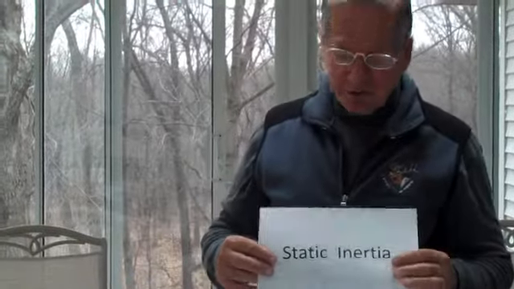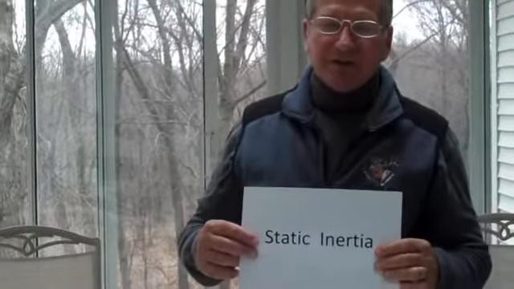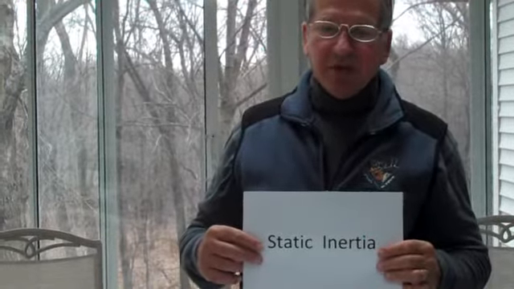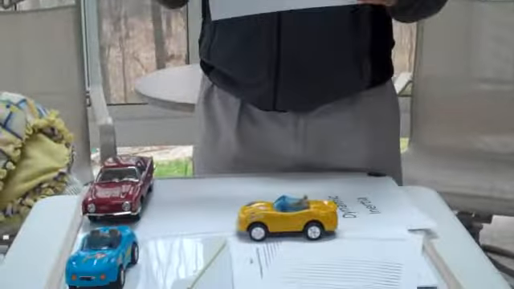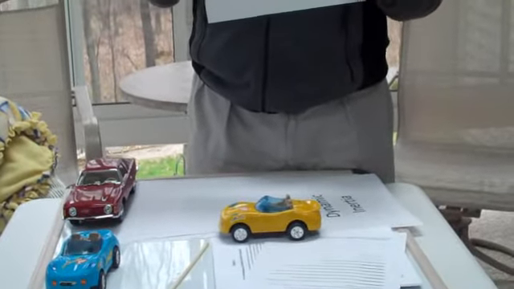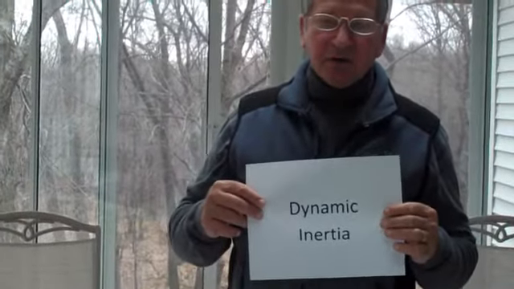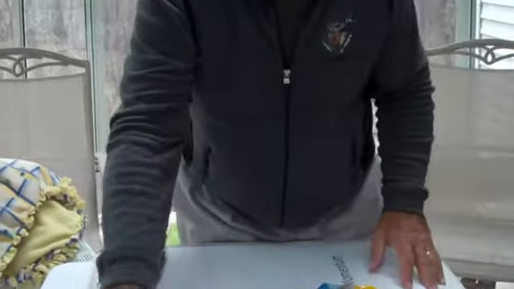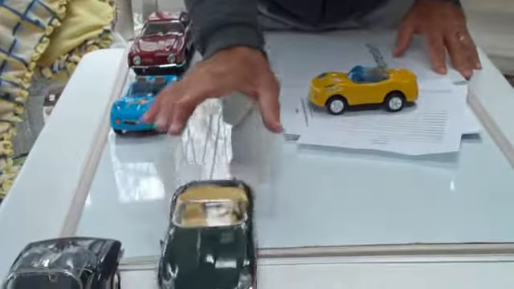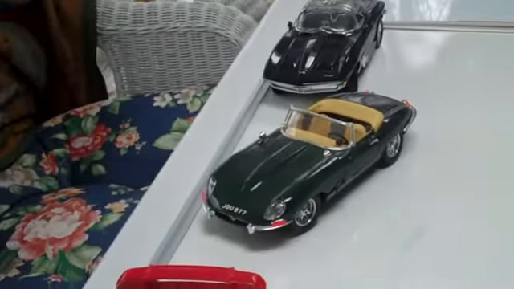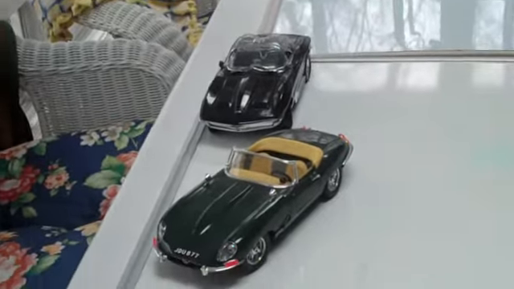Now, there are two types of inertia. One is called static inertia. Static means non-moving. So again, a body at rest will stay at rest until a force acts on it. The second inertia is dynamic inertia. And dynamic inertia says a body in motion will continue in motion unless some force acts on it. So a car will continue in motion until something stops it. Okay, in this case it would be friction.